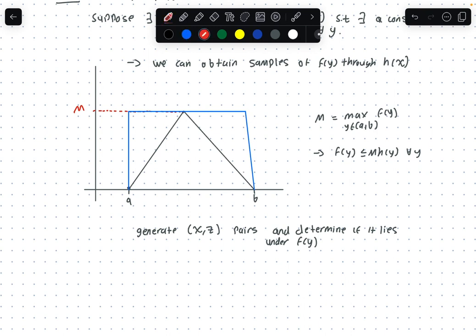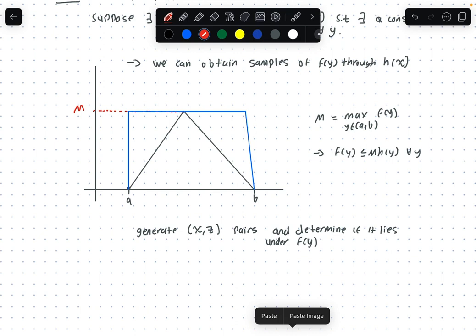And remember, this positive real number m is going to ensure that f of y is less than or equal to m times h of y for all y. And you can see this in the graph. You can see that our h of x covers f of y. It's a box over the whole distribution.